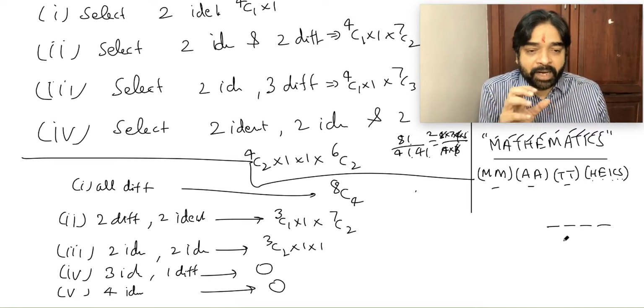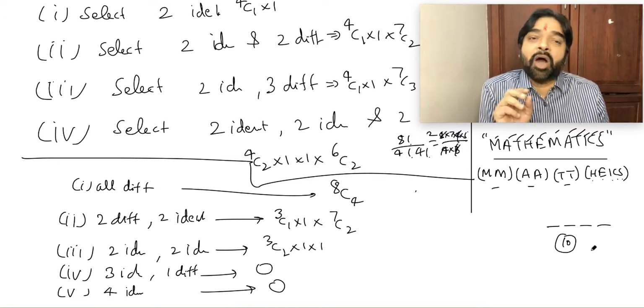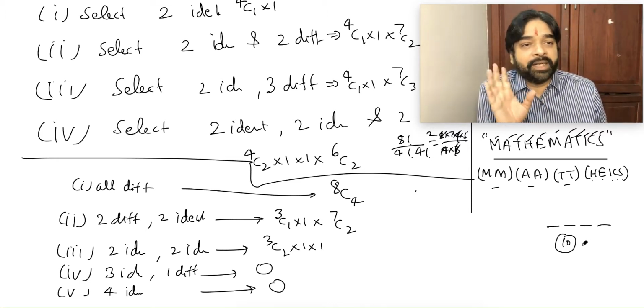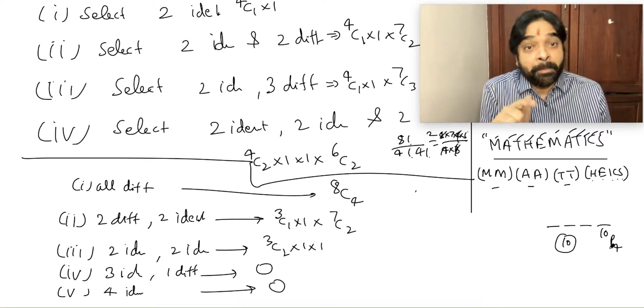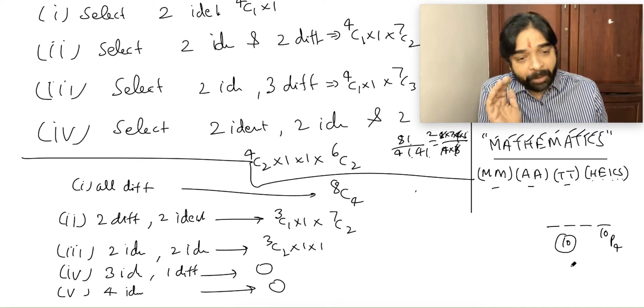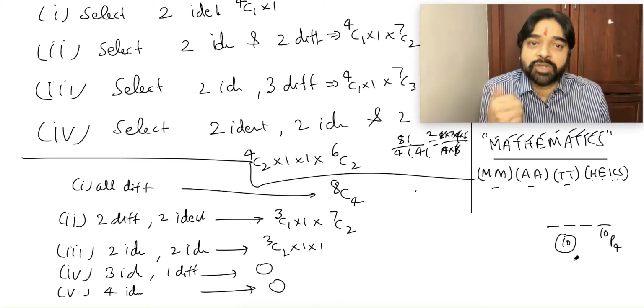Suppose somebody asks you, forget this question, there are 10 different objects. In how many ways can you arrange 4 objects? So what do you say? 10P4, very simple idea. But we can do this another way. I have to arrange 4 objects. So first I have to select 4 objects.